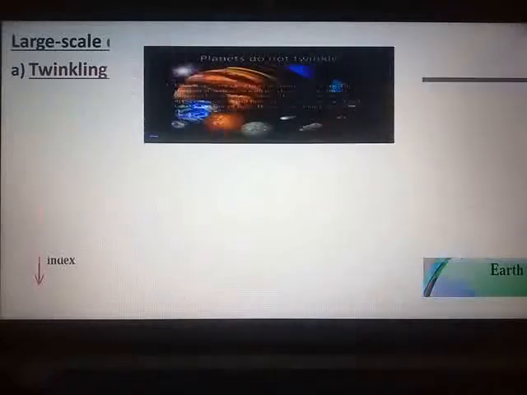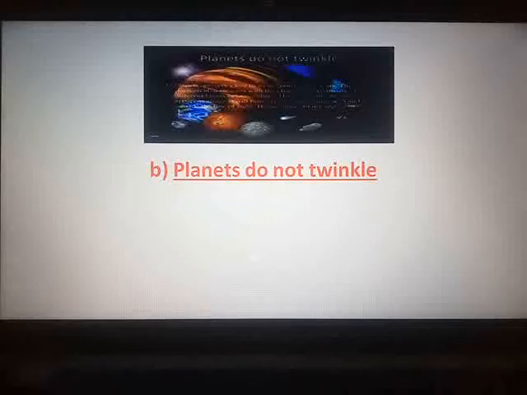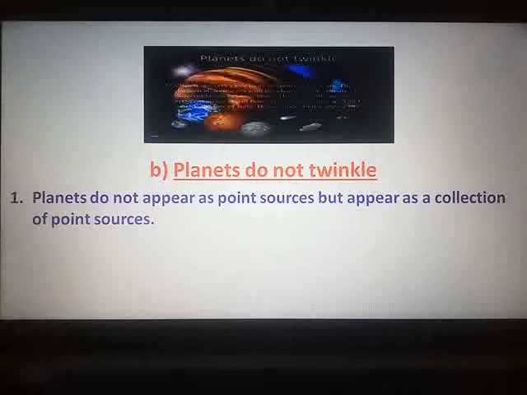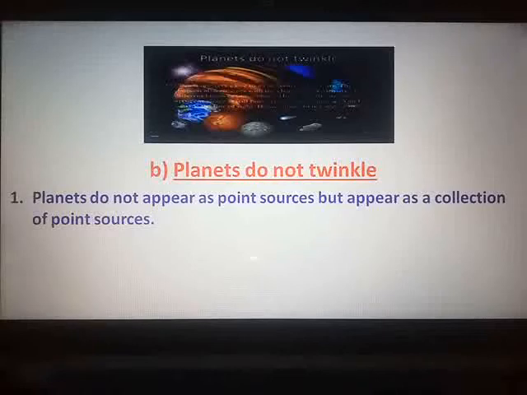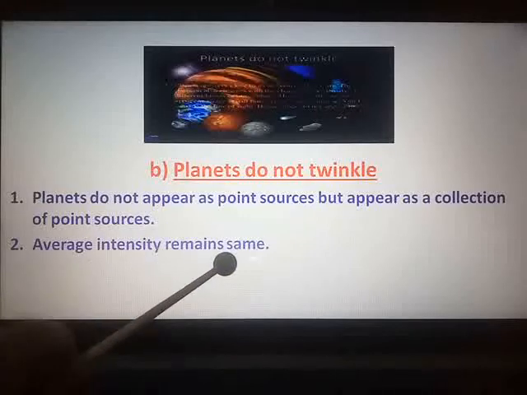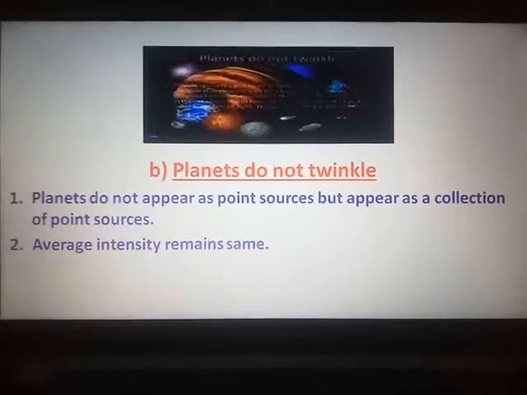The next is about the planets. Both stars and planets are located in the sky, but stars appear to be twinkling whereas planets do not twinkle. Why do planets not twinkle? Because as compared to stars, planets are much closer to us, and hence they do not appear as point sources, but they appear as a collection of point sources. So if the intensity of light from one point source decreases, it increases from the other point source, keeping the average intensity the same, and hence planets do not twinkle.